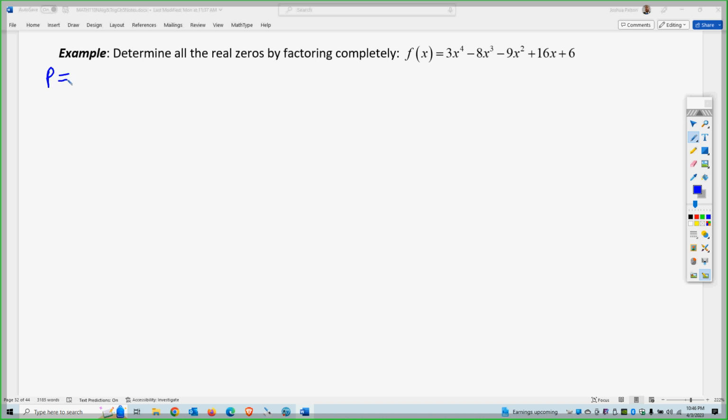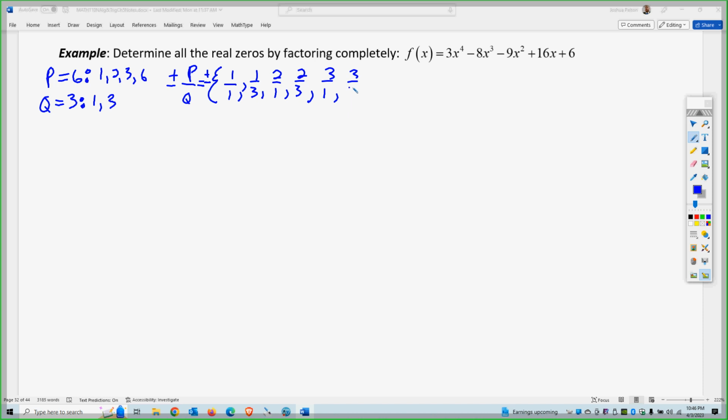Okay, so P in this case is 6 and Q is 3. So my factors of P are 1, 2, 3, and 6, and my factors of Q are 1 and 3. So my possible answers, P over Q, are plus or minus 1 over 1, 1 over 3, 2 over 1, 2 over 3, 3 over 1, 3 over 3, and the 6s, 6 over 1 and 6 over 3. Again, there are repeats in here because 6 over 3 is the same as 2 over 1.